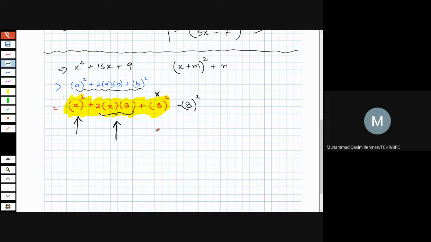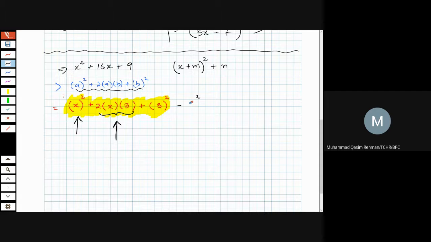Now if you check the balance overall, this is x squared, this is 16x. Technically, they will actually cancel out each other, which we are not going to do, but technically they will cancel out each other. So we have the balance maintained up till here, isn't it? Yes, sir.